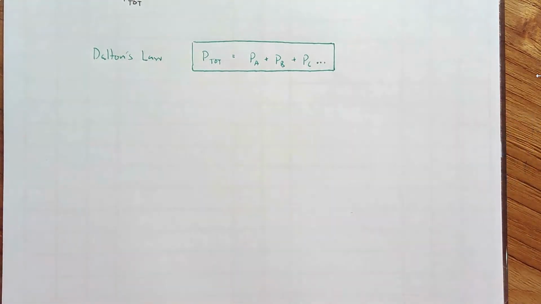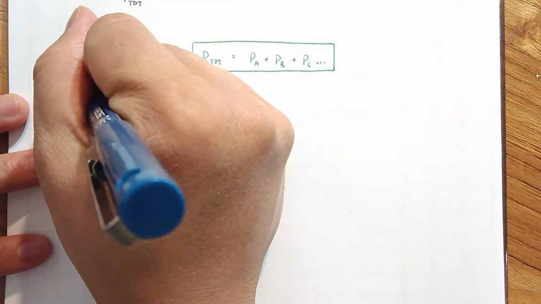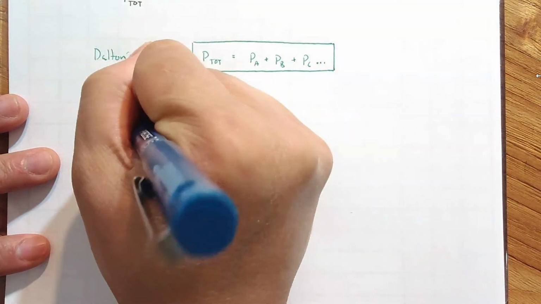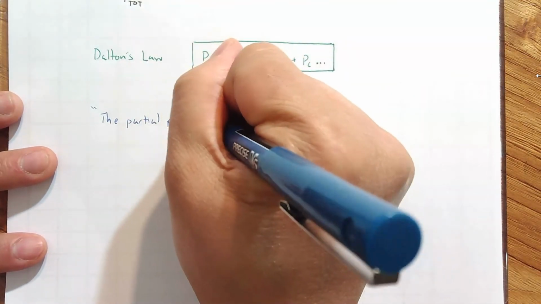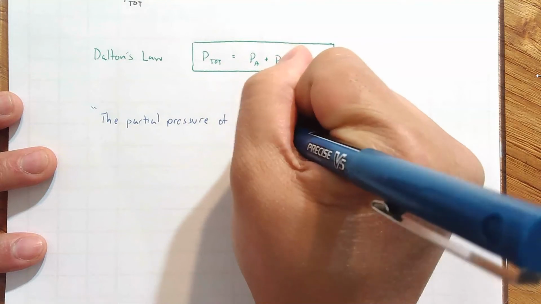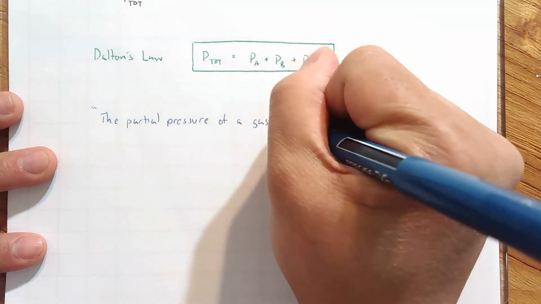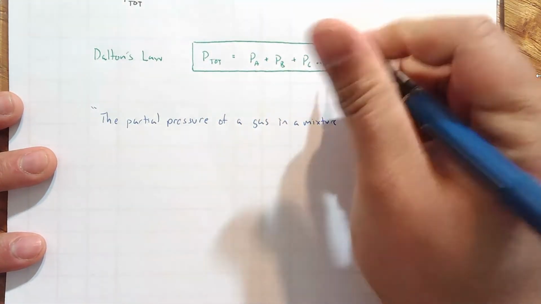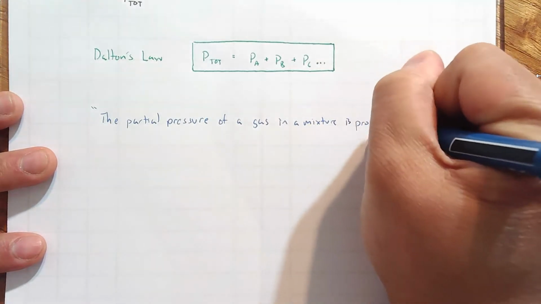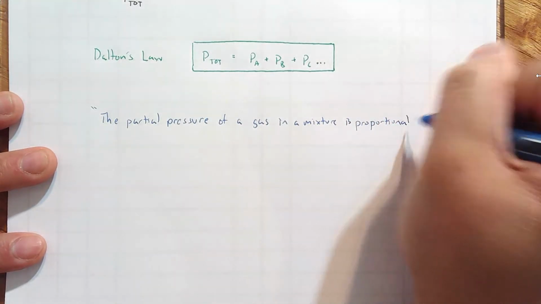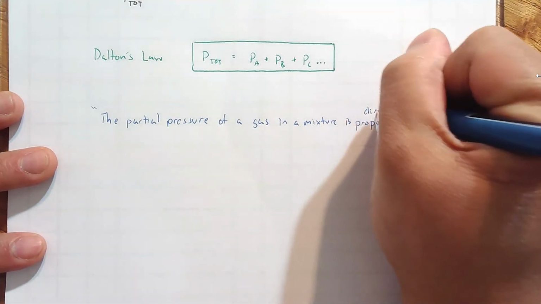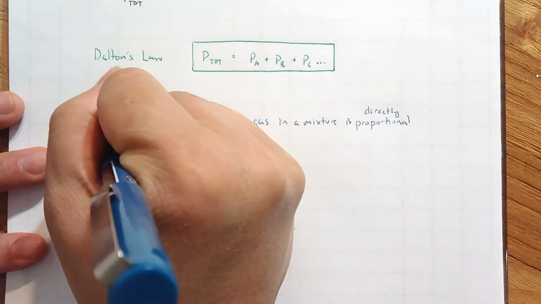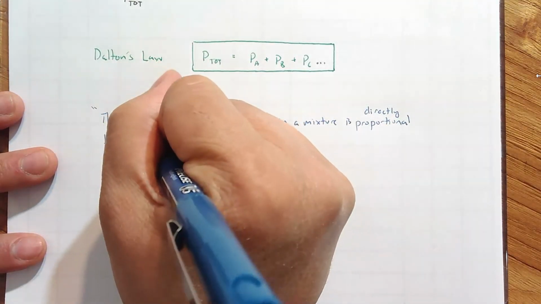Now, consider the next sentence, which is: the partial pressure of a gas in a mixture is proportional. You could even say it's directly proportional to its mole fraction.